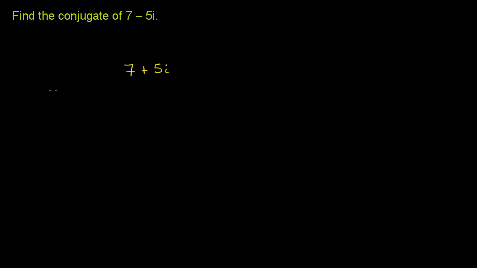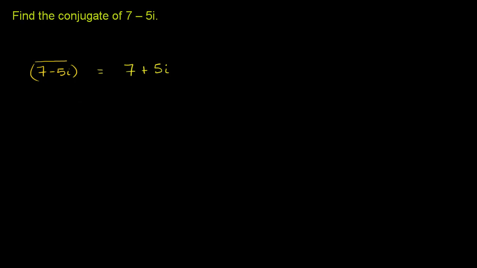And sometimes the notation for doing that is you'll take 7 minus 5i, and you put a line over it like that. That means I want the conjugate of 7 minus 5i, and that will equal 7 plus 5i.